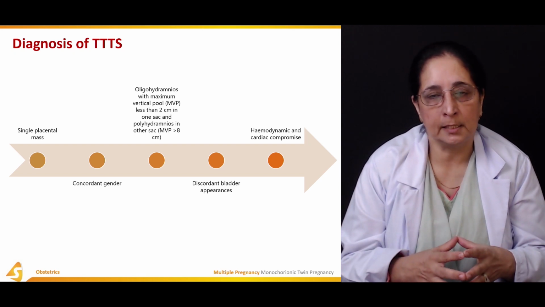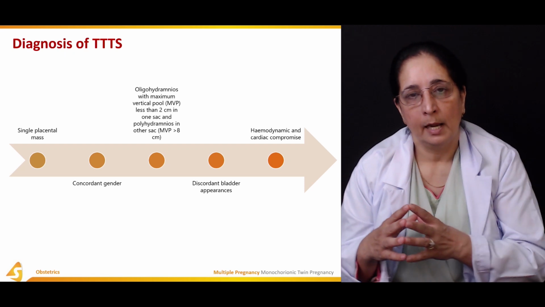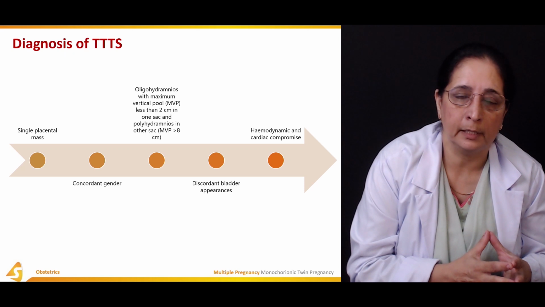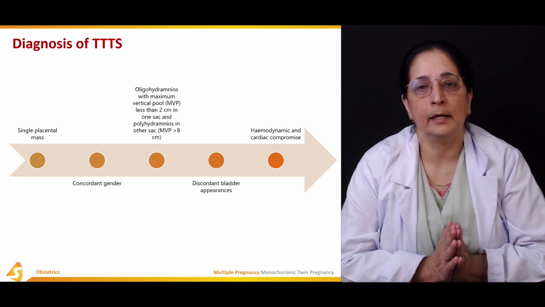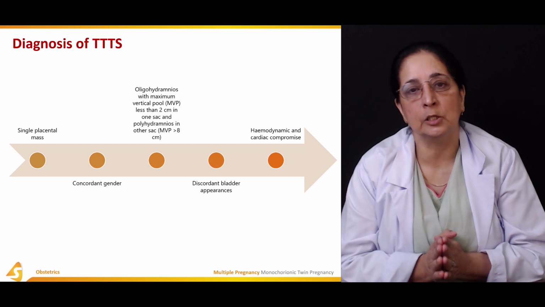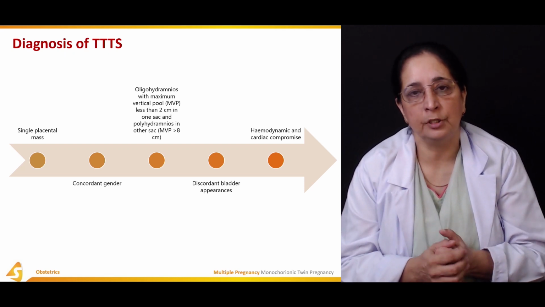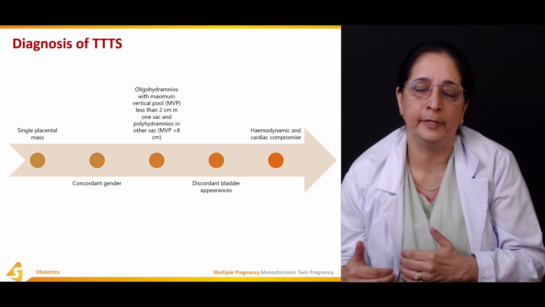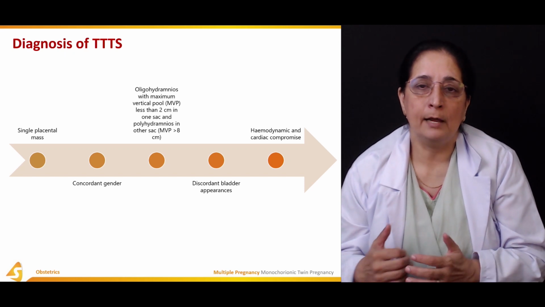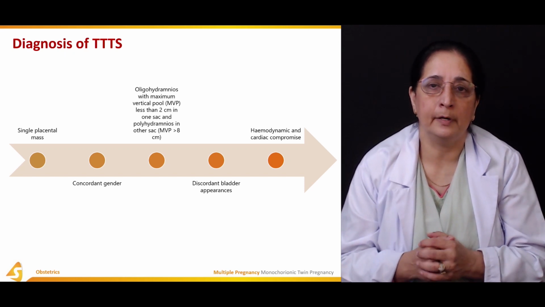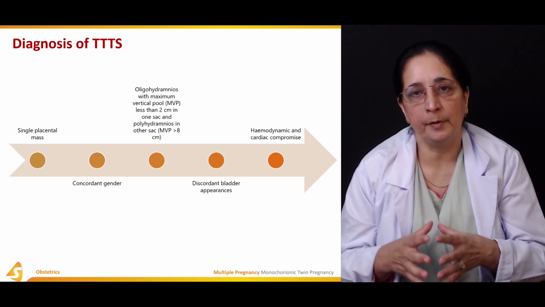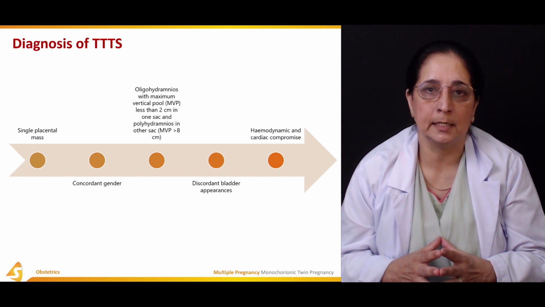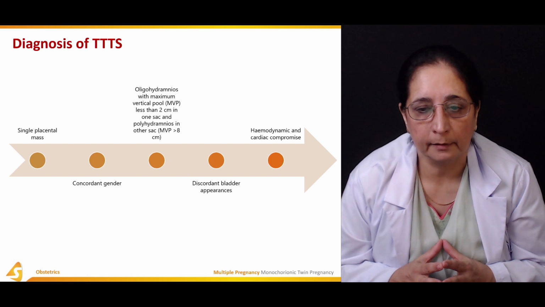The one fetus, the donor, is affected more than the recipient. Growth is compromised in the donor twin, and there are hemodynamic and cardiac compromises also because of the transfusion syndrome and the transfusion reaction that occurs as a result of it. The level of amniotic fluid is different in the two sacs. Oligohydramnios is a decreased level of amniotic fluid. Polyhydramnios is an increased level of amniotic fluid.